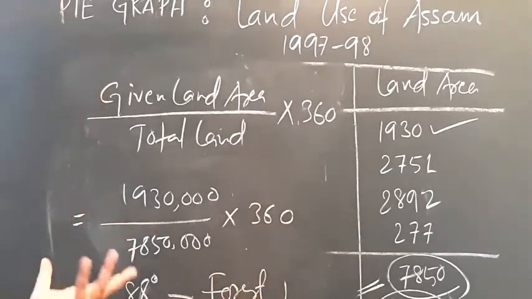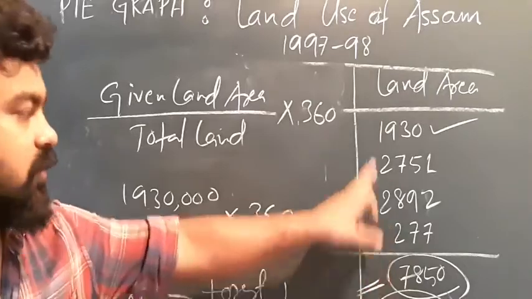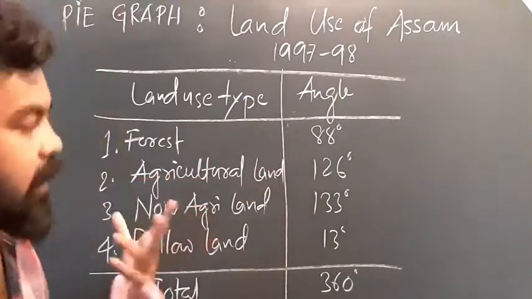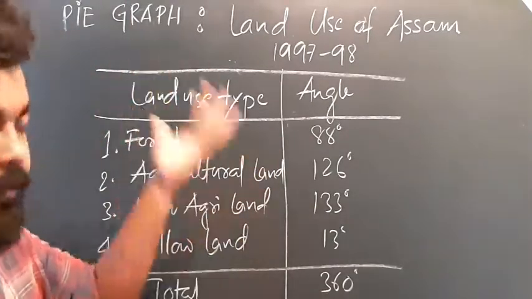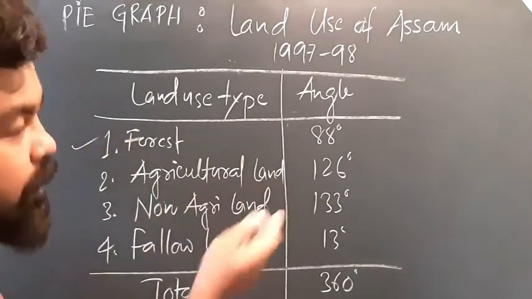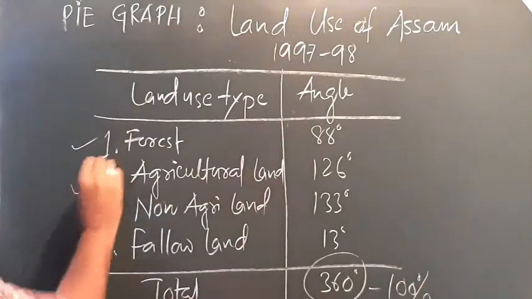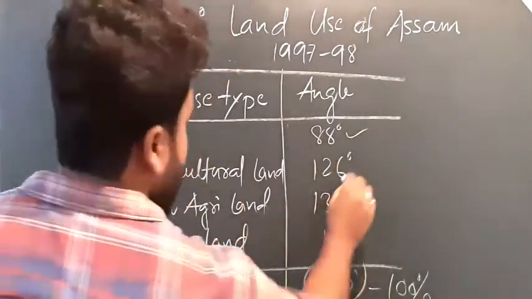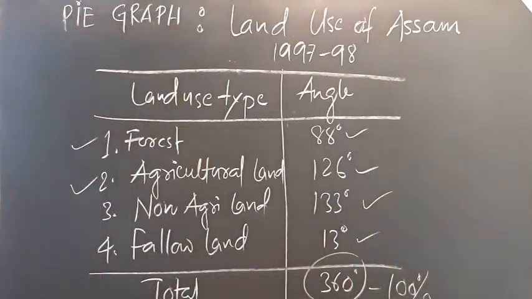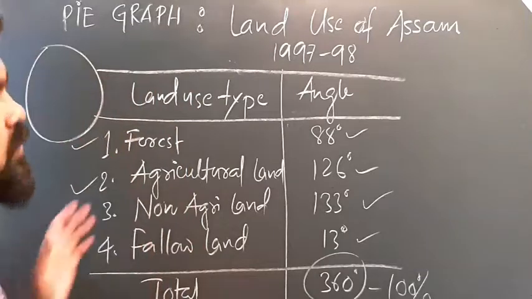So like this, we'll calculate all the remaining ones: agricultural land, non-agricultural land, and so on. After applying the formula, given area divided by total land area times 360, where this 360 we consider as 100%, we have got forest land 88 degrees, agricultural land 126, non-agricultural land 133, fallow land 13 degrees. With this calculation, we have got 360 degrees in total. One circle is 360 degrees, right?